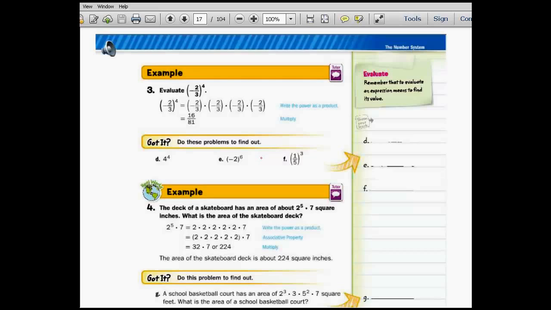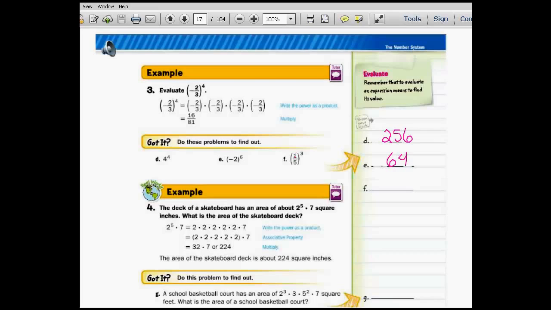So for D, E, and F, for D, our answer is 256. You've got 4 times 4 times 4 times 4. Multiply all that out, you would get 256. -2 to the 6th power means you actually have to take -2 times -2 times -2, 6 times. And when you do that, you will end up with a positive 64.